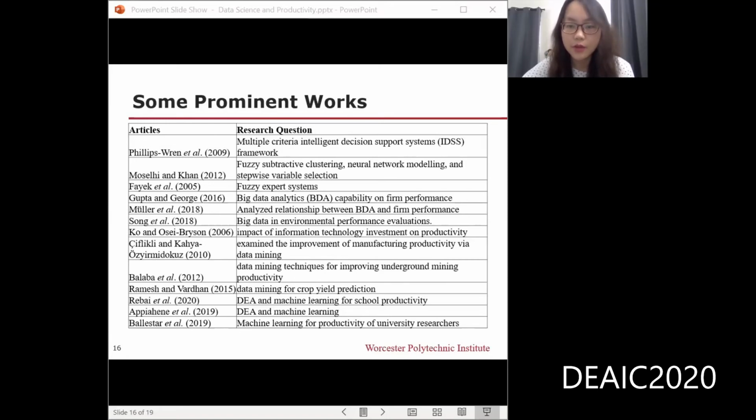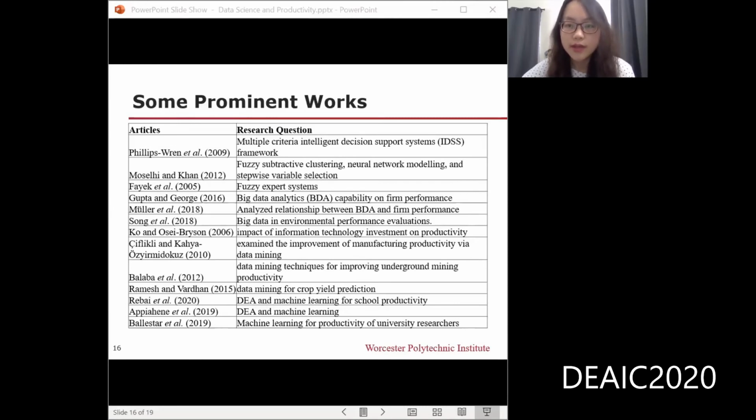For the data mining category, Cole and Ose Bryson, 2006, explored the impact of information technology investment on productivity. Sivlikli and Kaya Ozirmidokos, 2010, examined the improvement of manufacturing productivity via data mining. Balaba et al., 2012, developed a procedure using data mining techniques to optimize the maintenance plan and improve underground mining productivity. Ramesh and Vardhan, 2015, applied data mining techniques such as density-based clustering for crop yield prediction.